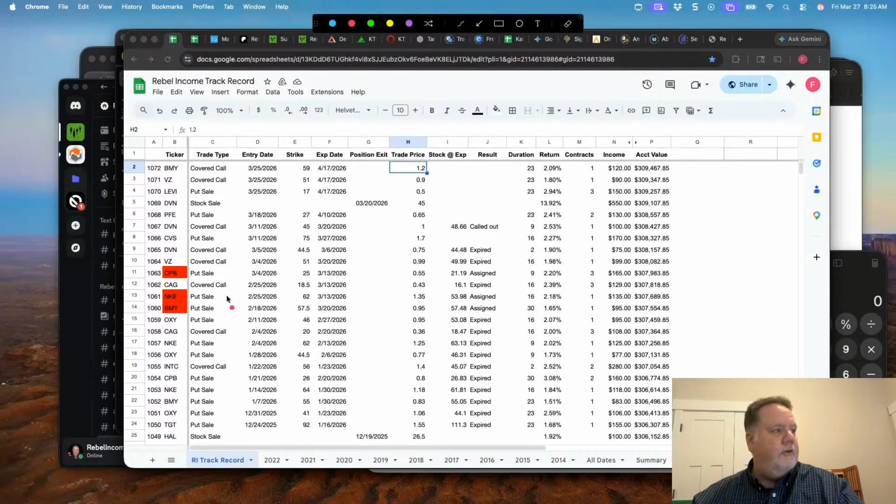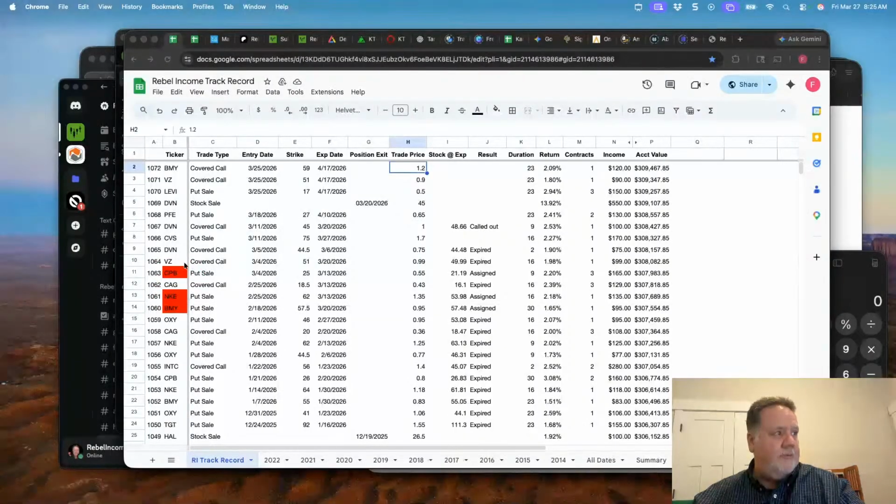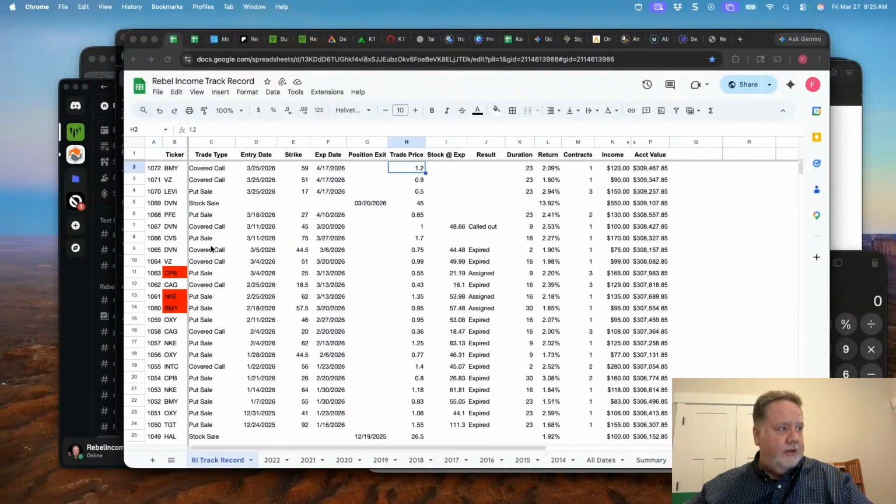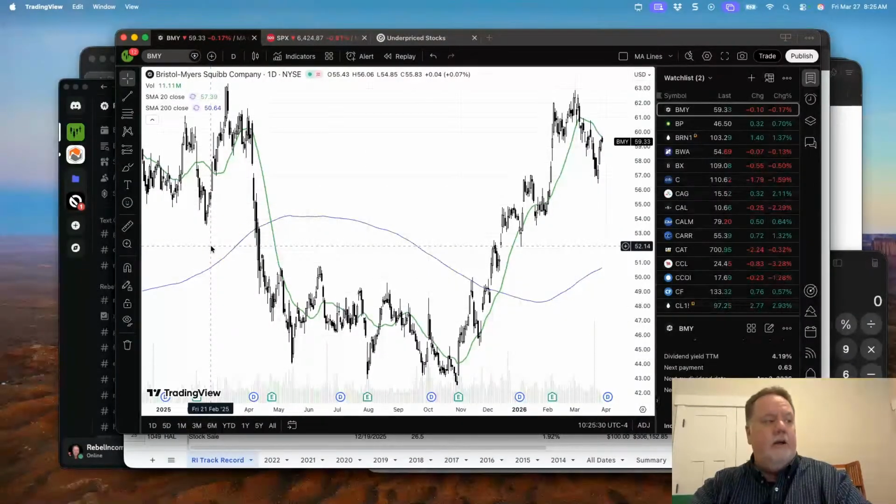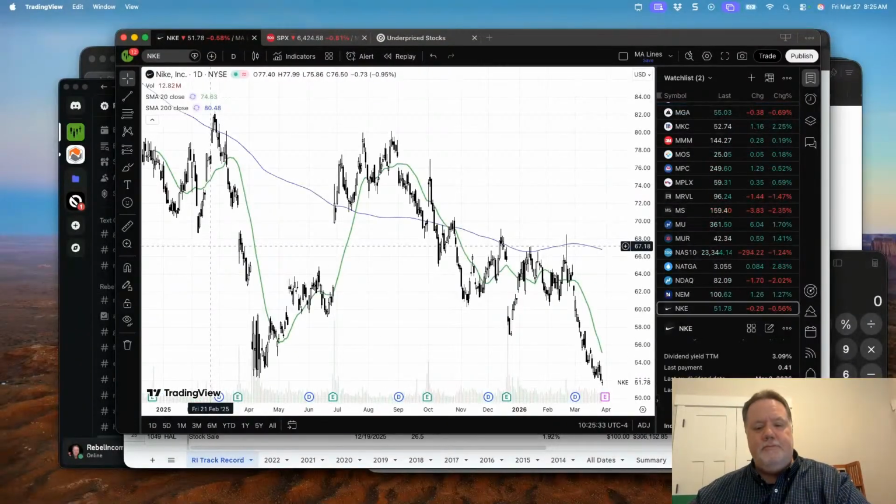Now, I do want to look for a second at Nike and CPB. I said sometimes you take assignments in batches. That means not only that you're going to take more assignments, but also you're going to take assignments in stocks where you're not going to be seeing the same kind of movements in all of them at the same time. Bristol Myers gave me a covered call very quickly after being assigned. Nike and CPB, not so much. These ones are following the pattern of the market.